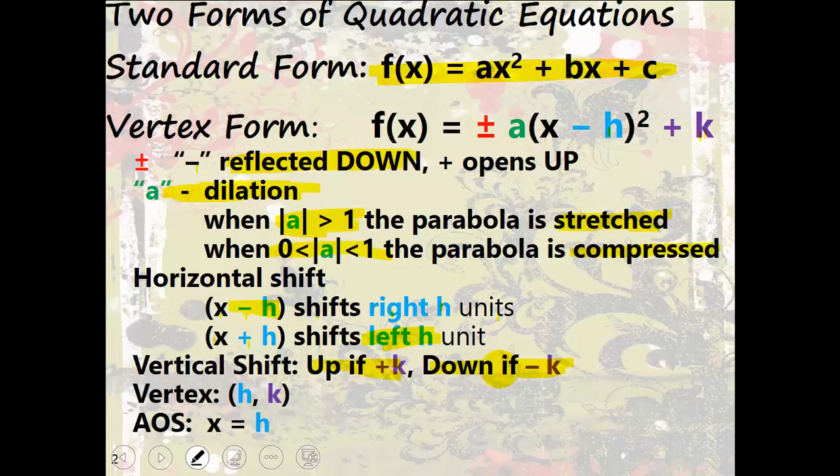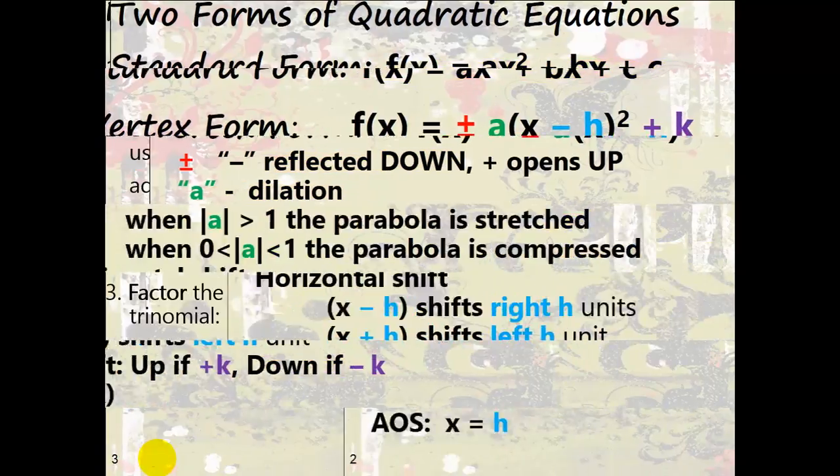And then our axis of symmetry is the line x equals whatever our x-coordinate is in our vertex. So these two are the same. x equals the value of h. Okay? So let's see what this looks like when we do this.